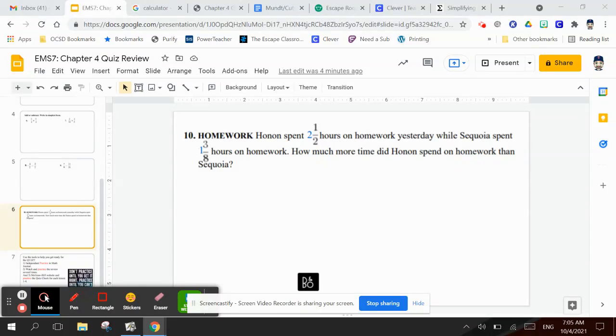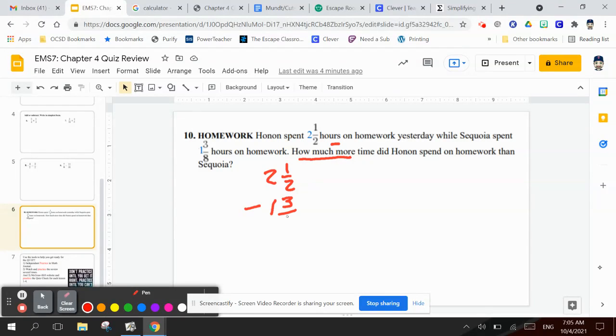do this again. So it says Hanan spent 2.5 hours on homework yesterday while Sequoia spent 1 3/8 hours on homework. How much more time did Hanan spend on homework than Sequoia? So how much more tells me I have to subtract. So I have to subtract 2 1/2 minus 1 3/8.